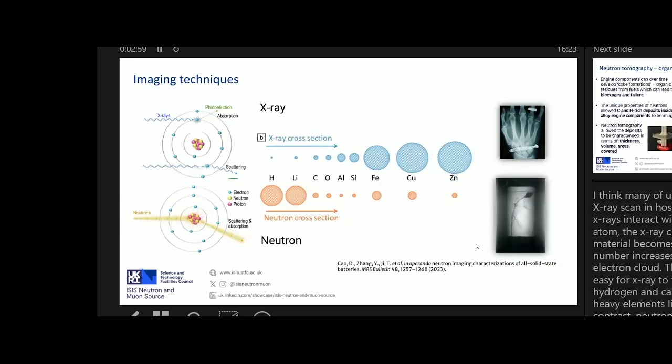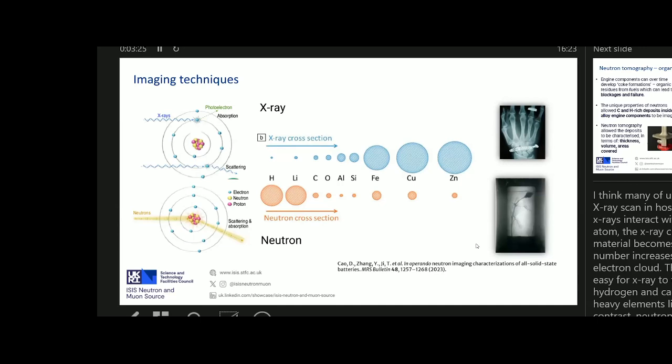And why do we use neutrons? Because there is a quite unique capability compared to X-ray. I have to say that the drawback of neutrons is that the resolution is not as good as X-ray, but it has its unique capability because of how the neutron interacts with the material compared to how the X-ray interacts with the material.